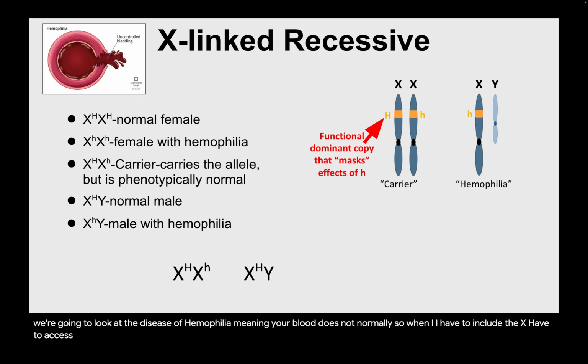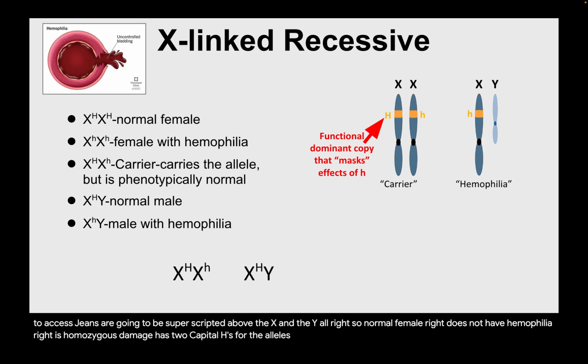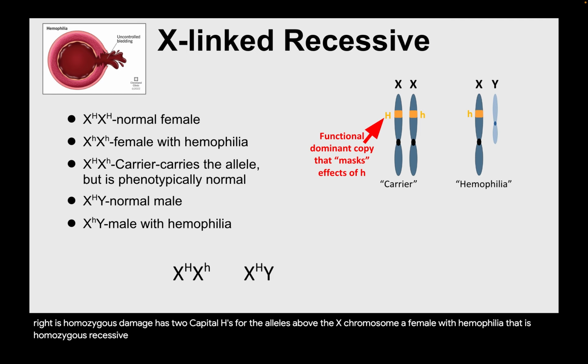Then the genes are going to be superscripted above the X and the Y. So a normal female, who does not have hemophilia, is homozygous dominant, with two capital H's for the alleles above the X chromosome. A female with hemophilia that is homozygous recessive has two lowercase h's above the X's.